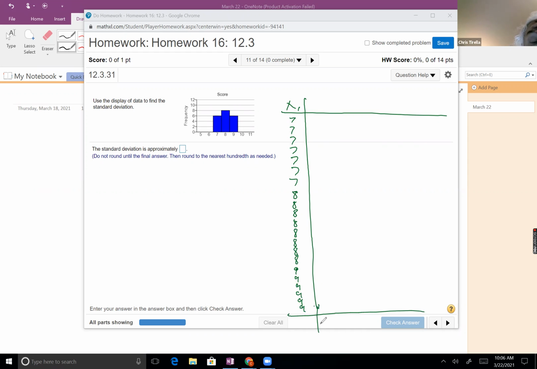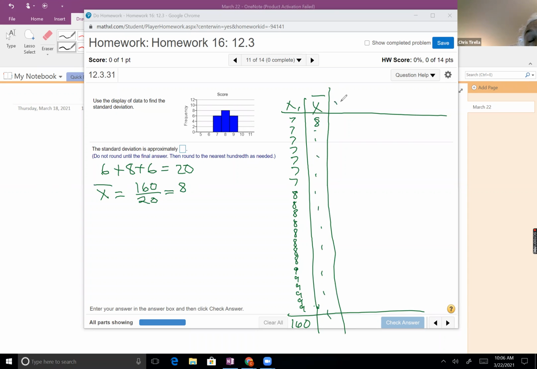And so I have to total those up. With my calculator, I'm going to take 7 times 6 plus 8 times 8 plus 9 times 6, and that adds to 160. There are 6 plus 8 plus 6, 20 values. So my mean is 160 divided by 20, so my mean is 8. And so this column is going to be 8s all the way down.